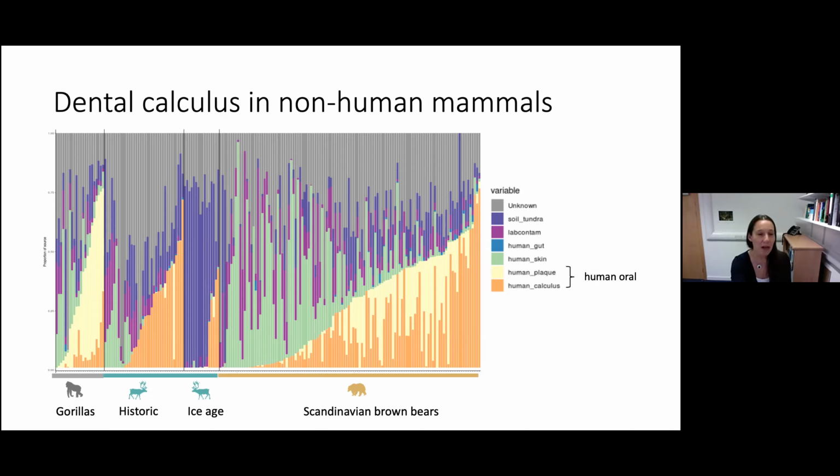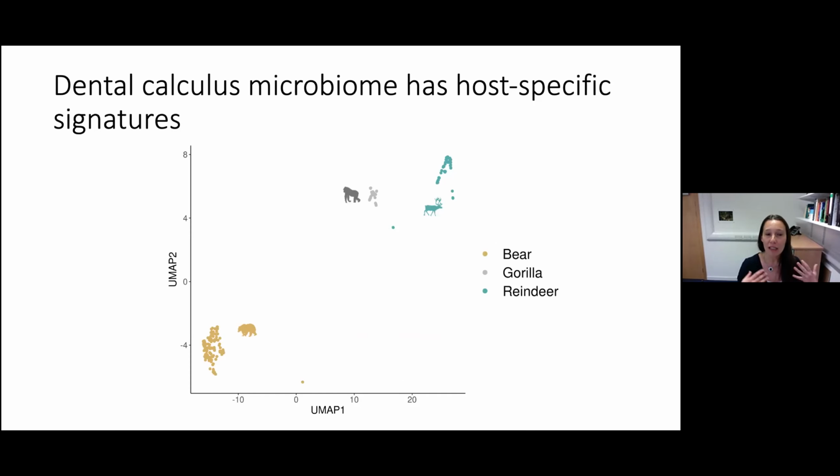But once we were confident that what we're working with actually has an oral component, so it is dental calculus and does represent oral microbiome, we looked at whether we can actually distinguish our host species using these oral bacteria. And indeed we can. In an ordination analysis, the host species cluster separately from each other. So there is a signature of host-specific composition, and maybe even host-specific microbial species, that helps us distinguish the host.